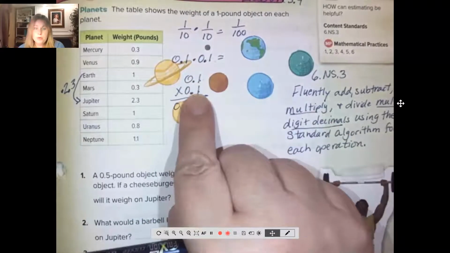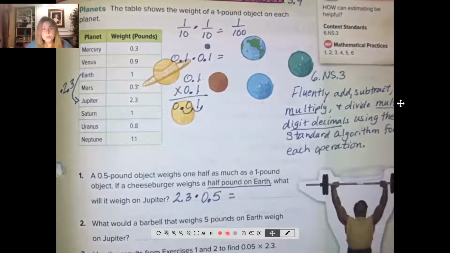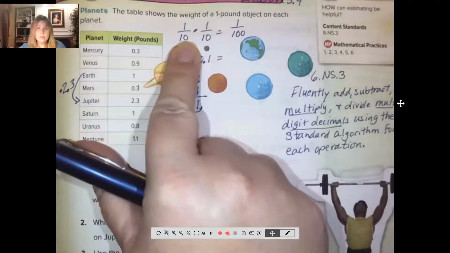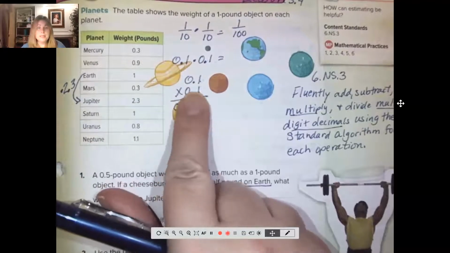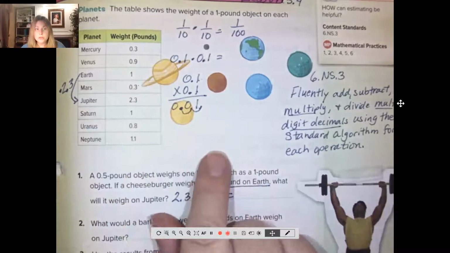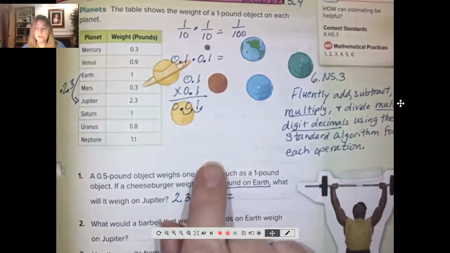1/10 times 1/10 equals 1/100th. Okay, so we're a little bit more familiar with it than we realize because of our fraction work in elementary school. So we're doing the same thing, but now we're expressing those same numbers, 1/10, as a decimal instead of a fraction. So it's not really new math, it's just a different representation of the same math that we've been working with all throughout elementary school.